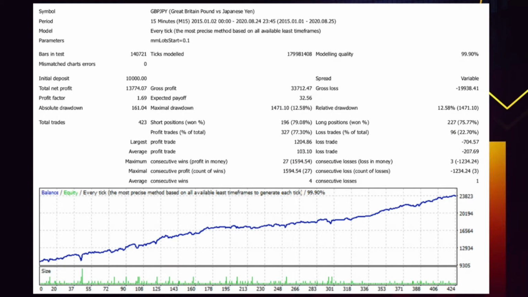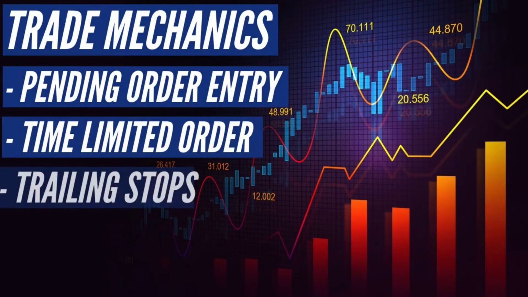And you've seen the growth curve. It is quite a nice looking chart. There are a couple of dips. If you look at the size, that's the lot sizes, and the money management does increase for any losing trades to cover any losses. But we'll run through that in the trade mechanics section.